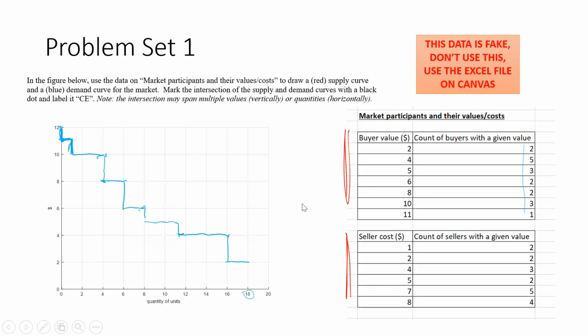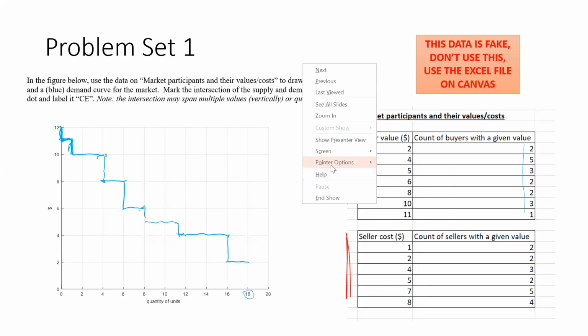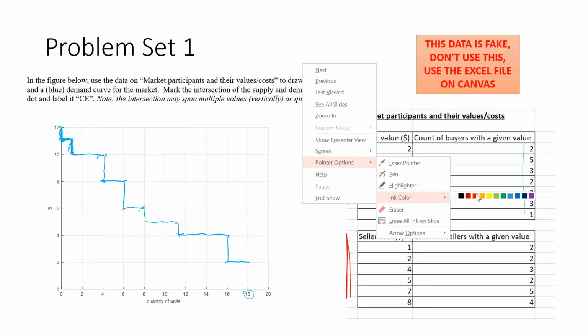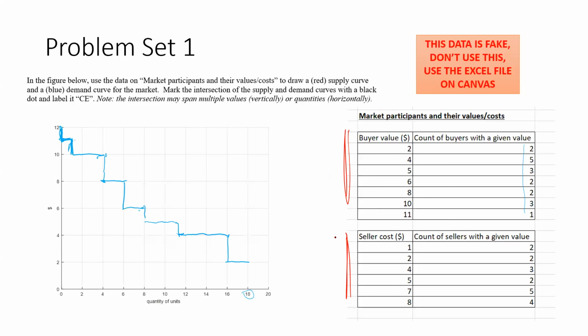And with your supply curve, you're going to use your seller data now, but you're going to start from the bottom because each seller is only going to be willing to sell if their price is higher than their seller cost. So you start with seller cost of 1, and anything less than 1, you get 0.